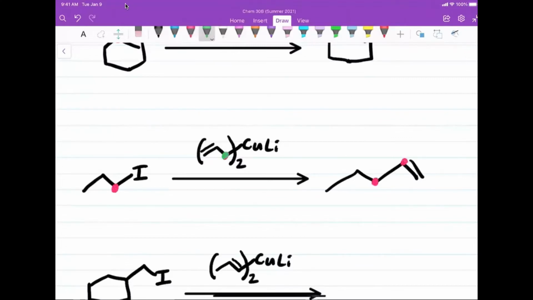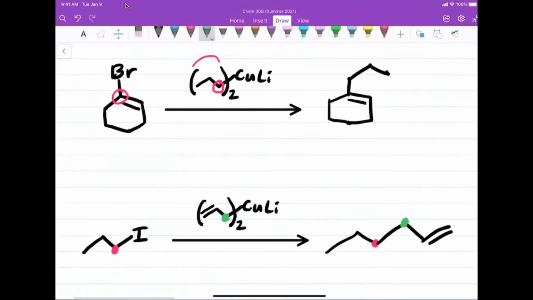Use a different color for this one. Oops. I drew the product wrong. So that's what's good about highlighting those carbons and actually mapping them out, because you can very quickly see if you messed up the problem like I just did. So red goes to green, and then there's this. There we go.